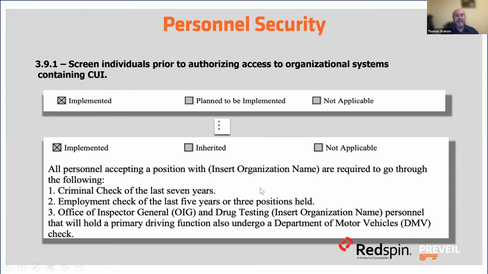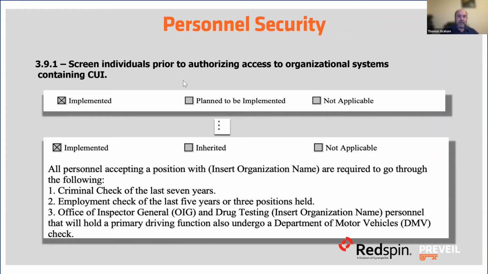So personnel security, again, this is one of the ones that more often than not falls outside of your computer team or your security team, whatever you want to call them, and usually resides back with your HR folks. The example we're using here is screening individuals prior to authorizing them access. So in most organizations nowadays, you may do criminal checks, some kind of financial checks, employment checks, drug screenings, whatever, depending upon the type of organization you have.